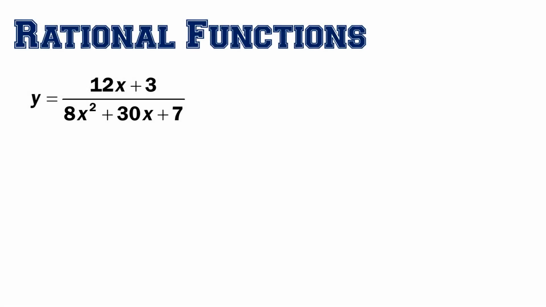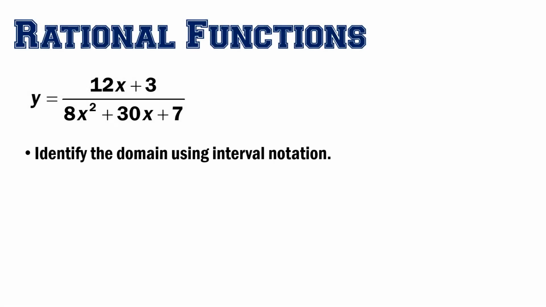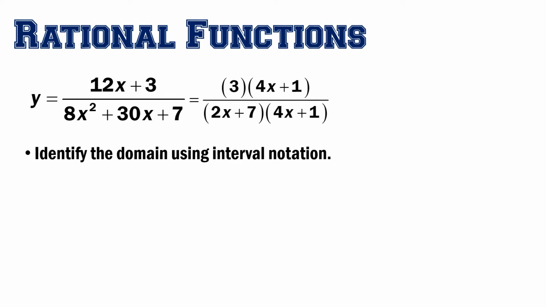Given this new rational function and that we are trying to identify the domain using interval notation, we will need to factor both the numerator and denominator. And those factors are 3 times the quantity 4x plus 1 all over the quantities 2x plus 7 and 4x plus 1. Since we cannot allow our denominator to equal 0, we will need to realize that 2x plus 7 can't equal 0, and therefore x cannot equal negative 7 halves. Just as 4x plus 1 cannot equal 0, and therefore x cannot equal negative 1/4.